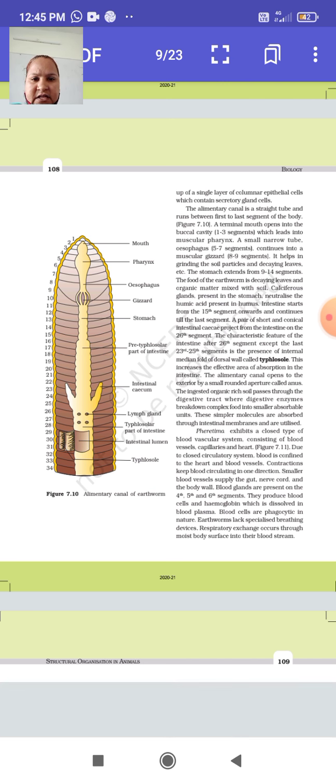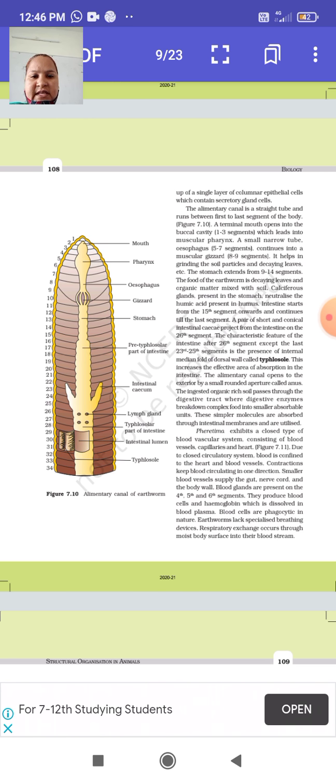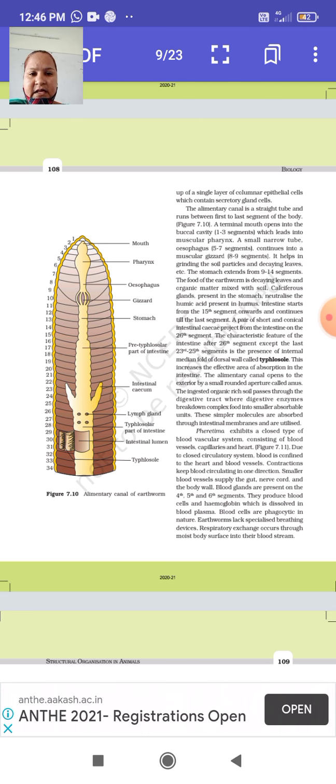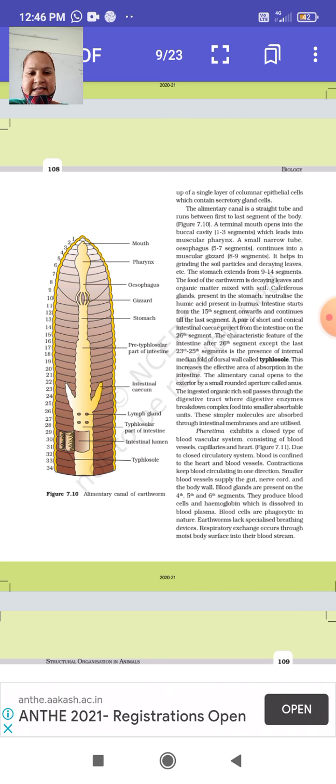The ingested organic-rich soil passes through the digestive tract, where digestive enzymes break complex food into smaller absorbable units. Now these simpler molecules are absorbed through the intestinal membranes and are utilized. Now what happens in this? The food which is ingested is rich in organic particles. These are complex molecules. Food in the form of complex molecules is converted into smaller absorbable units, which are absorbed by the intestinal membrane, and it is utilized according to the body's needs.